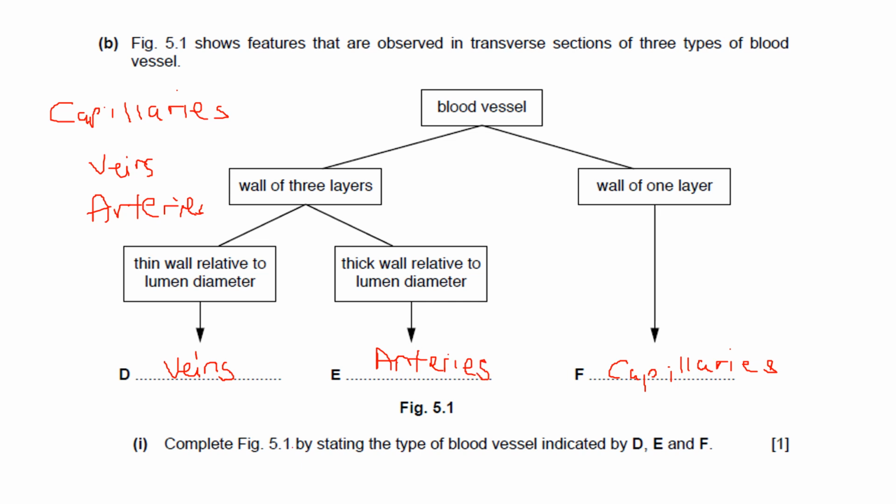And now the question is to complete figure 5.1 by stating the blood vessel indicated. What this means is that in order for you to get this 1 mark, you need to get all 3 correct. If you get 2 correct but 1 wrong, you will not get the mark. So make sure you pay attention to that.